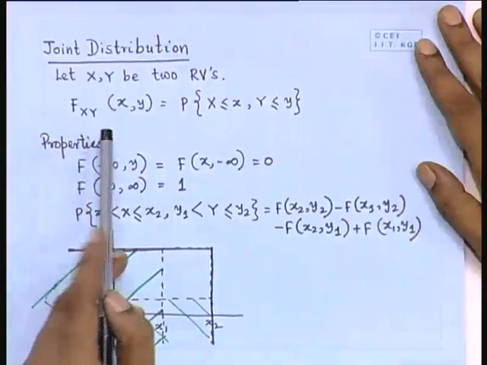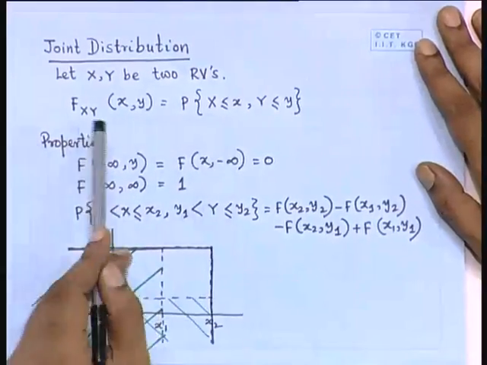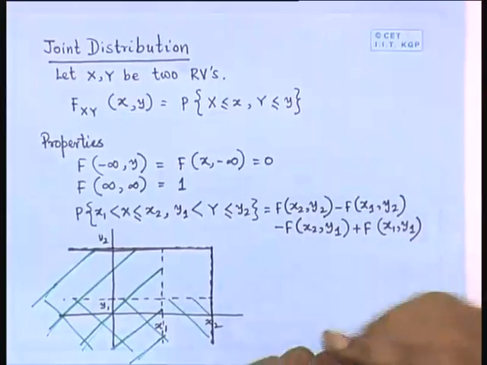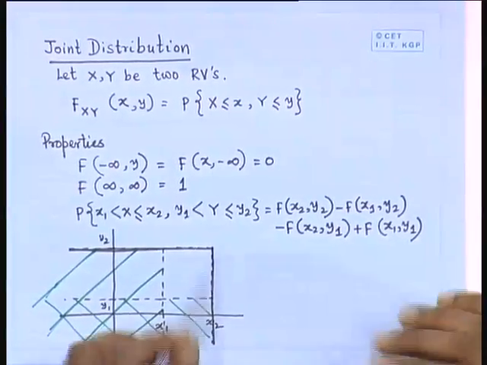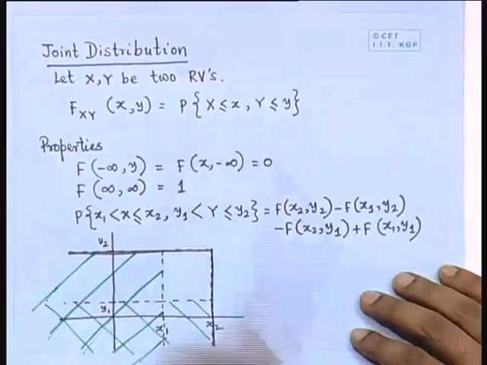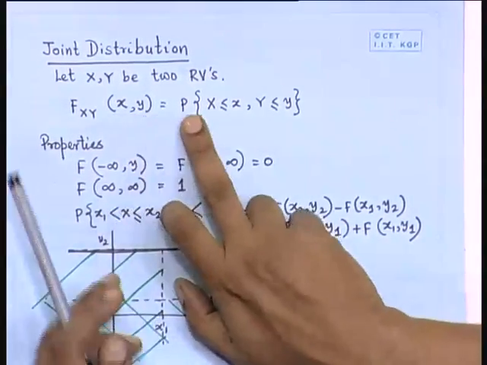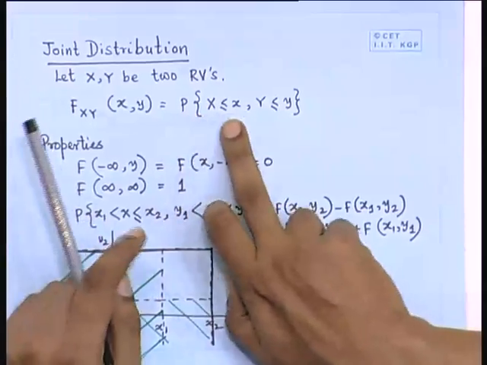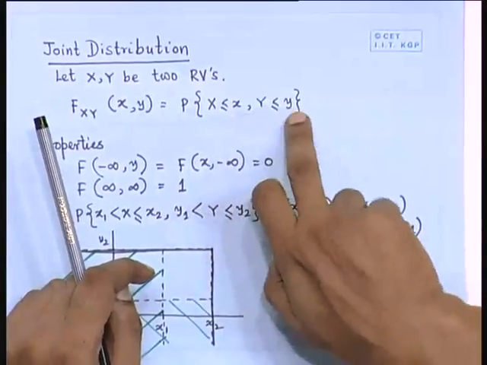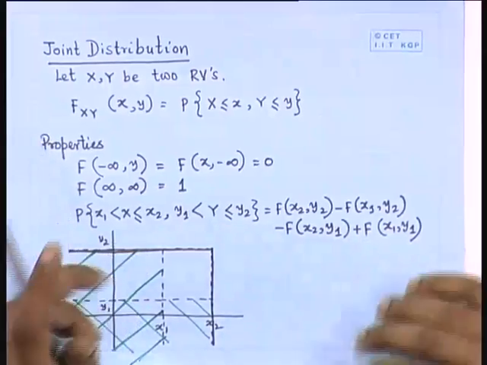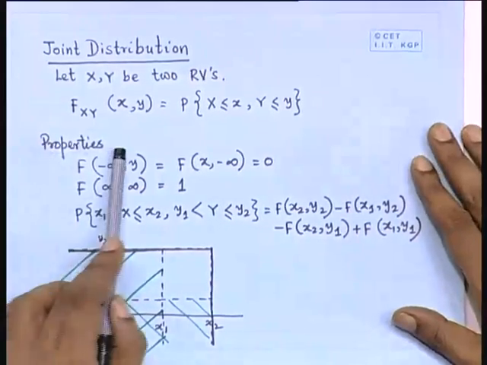So here, I am trying to define what is known as a joint distribution function of two random variables x and y, and this is the meaning. The meaning of F_XY(x,y) is the probability that simultaneously X is less than or equal to x and Y is less than or equal to y, simultaneously. That is important, right.